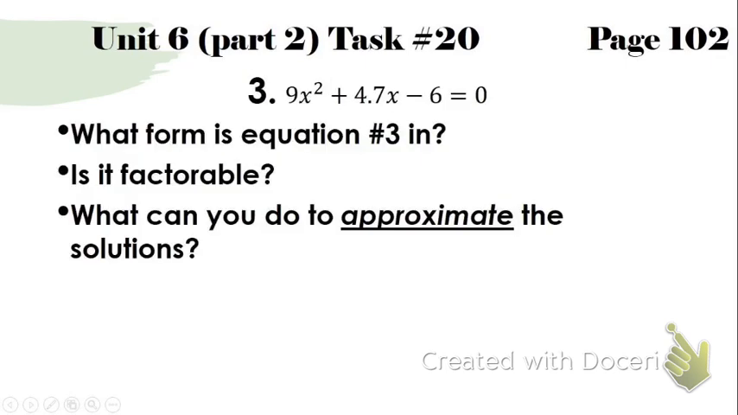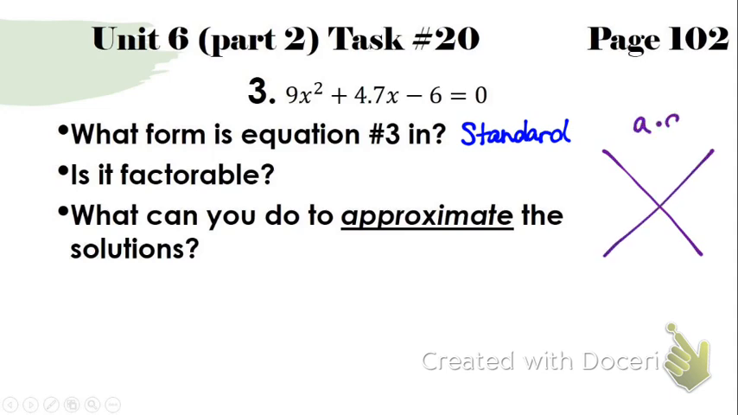What form is number 3 in? Standard. Standard form. Is it factorable? I don't know. I heard no, and I heard I don't know. How do we determine whether or not it's factorable? Multiply A and C together.